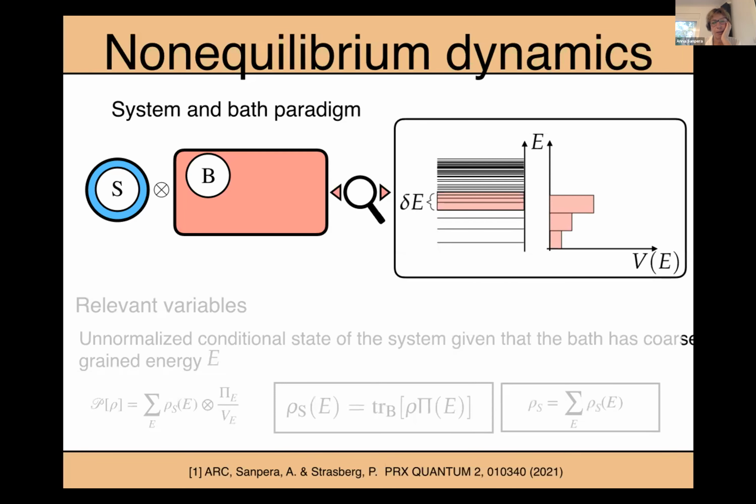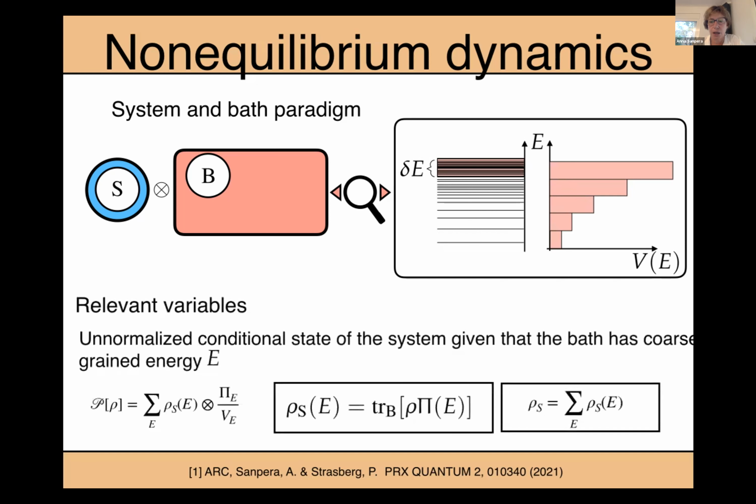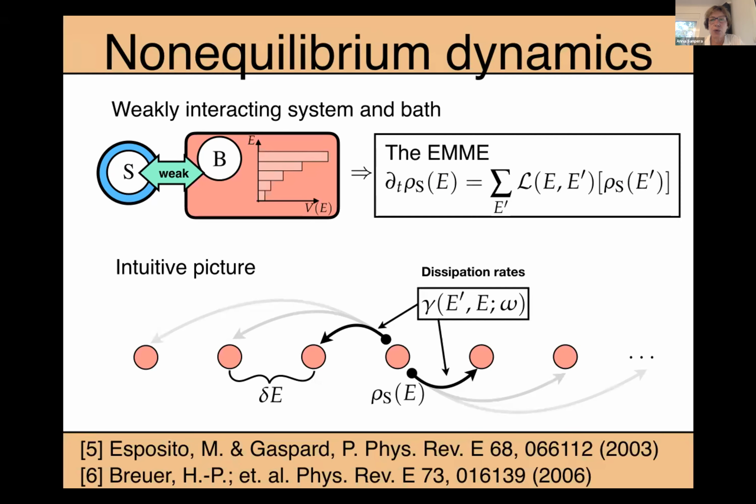By doing that, one of the things that we will see is that each of these rho_S(E) will follow a Markovian evolution, but the sum of them doesn't have to be Markovian. And we will see that indeed it keeps track of non-Markovian effects. So how do we do it?